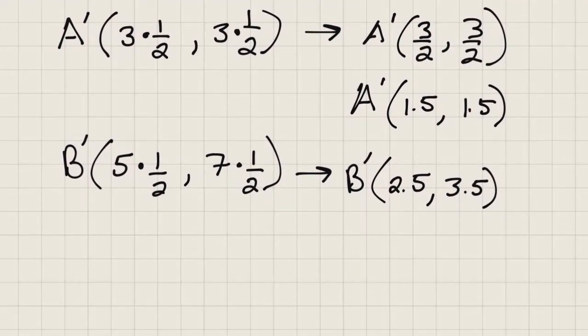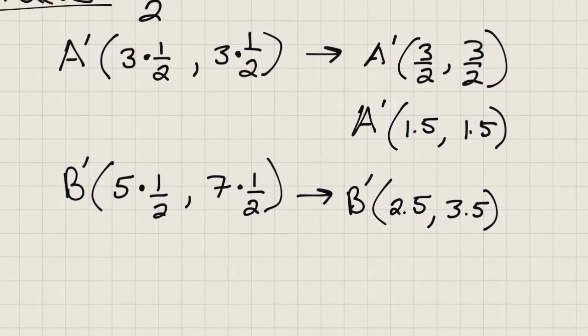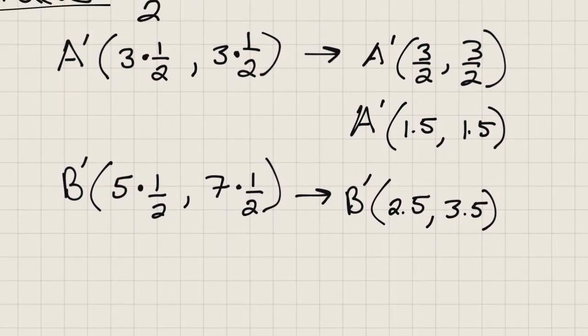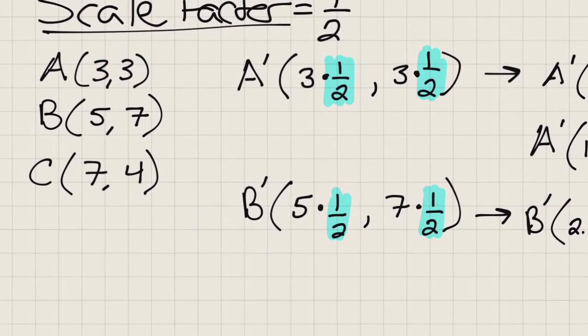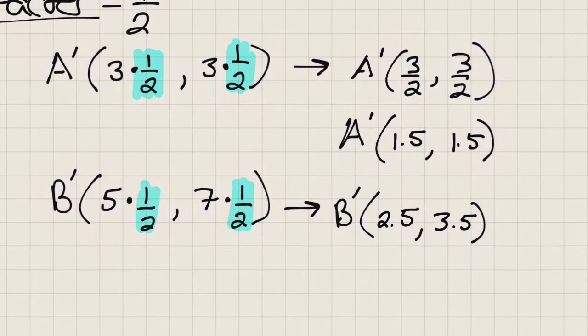Okay. Now, ladies and gentlemen, look up on the screen, please. I'm multiplying every point by a half because that's my scale factor. Every coordinate gets multiplied by a half. That's how you scale it. It's that simple. You just multiply every coordinate. I'll give you the coordinates. You just multiply each number by half and change them.